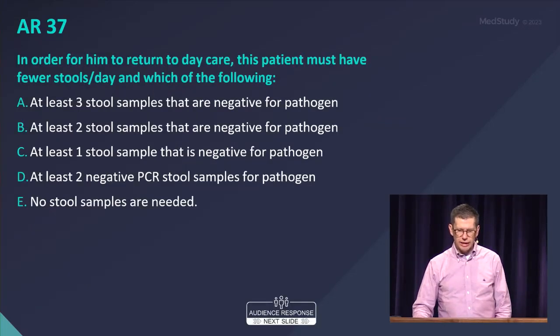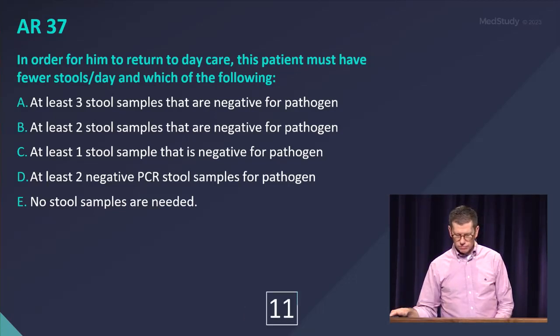So in order for him to return to daycare, the patient must have fewer stools per day, and which of the following? A, at least 3 negative stool samples. B, at least 2 negative stool samples. C, at least 1 negative stool sample. D, at least 2 negative PCR stool samples. Or E, no stool samples are needed.